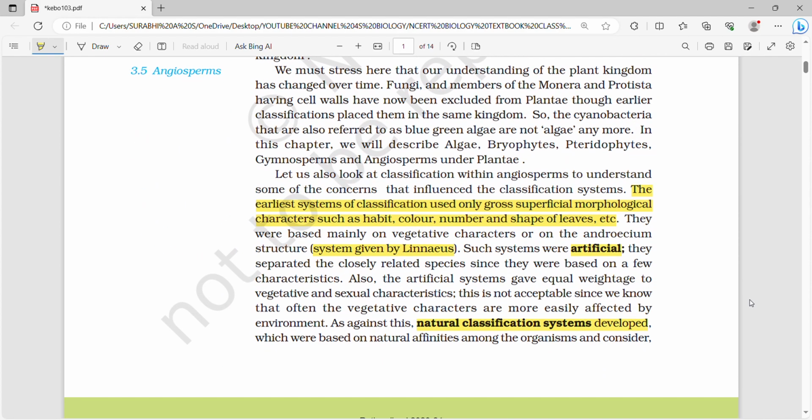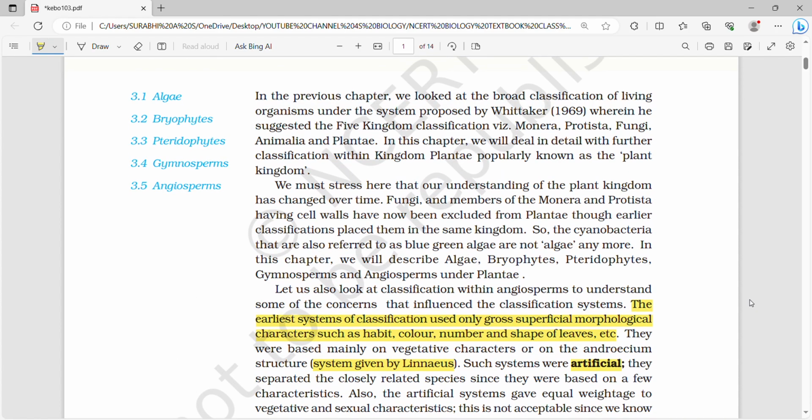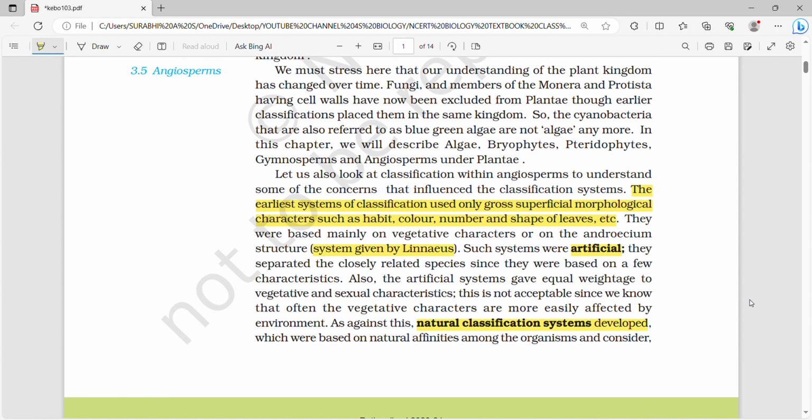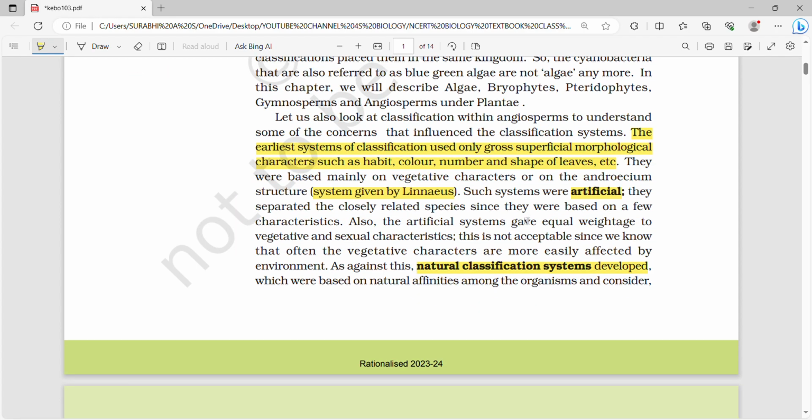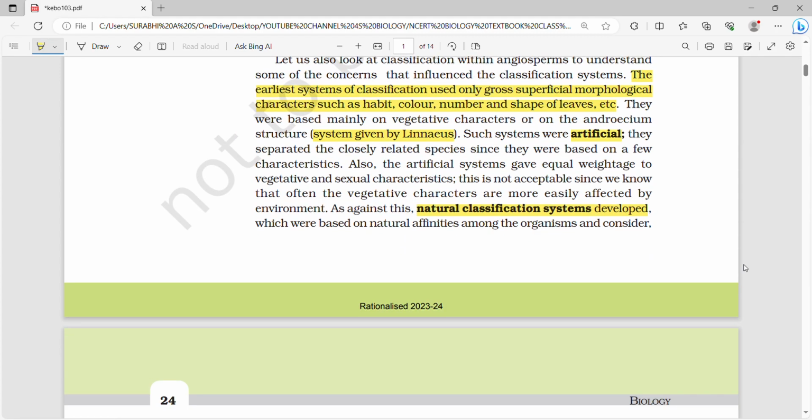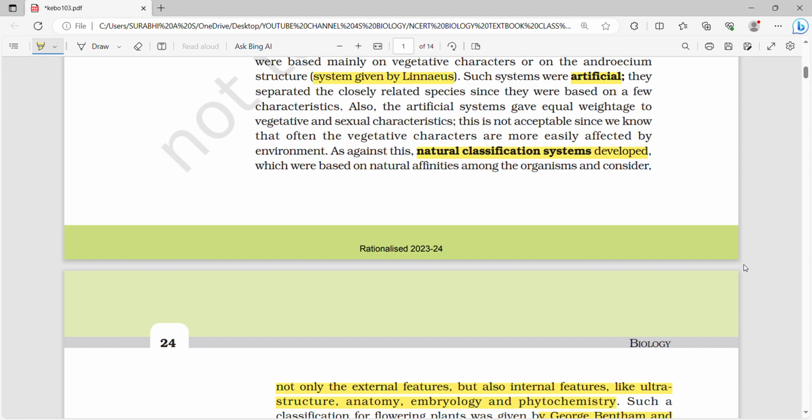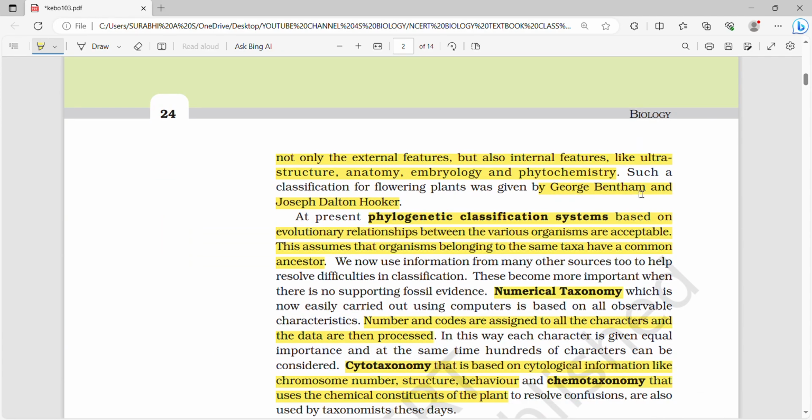So the most important is, in the previous chapter we learned about the five kingdom classification. The earlier system of classification used only the gross superficial morphological characters such as habitat, color, number and shape of leaves, and this system was given by Linnaeus. This system is called artificial. Against this, the natural system was developed by George Bentham and Joseph Dalton Hooker. So the name of this is important.